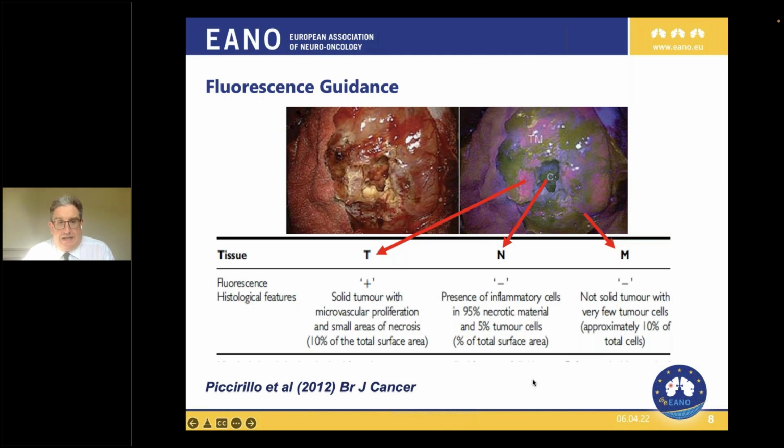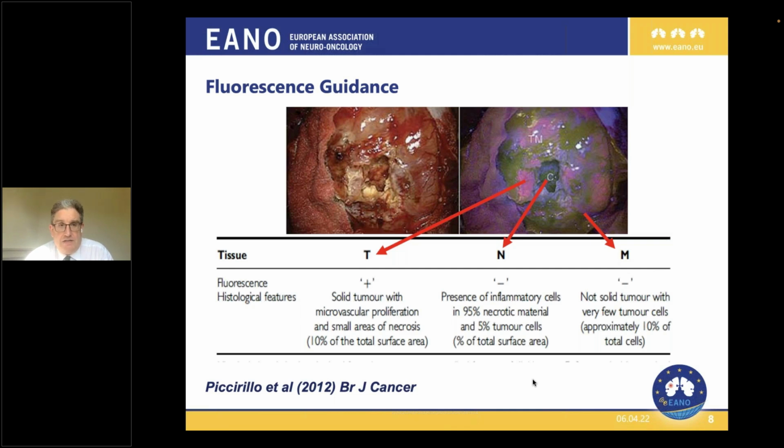What are other techniques if you want to get larger samples? Well, this was a technique that was developed by my colleague Colin Watts in Cambridge and it was published by Sarah Piccirillo a few years ago now. And they were looking at different areas using 5-ALA fluorescence guidance within these tumours.